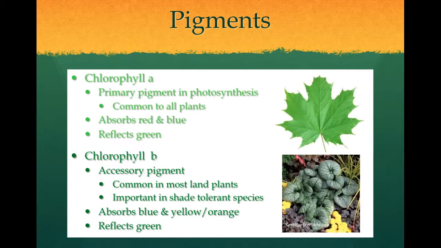Plants grown in full sun tend to have leaves that are a brighter green, while plants grown in shade tend to have a more olive color. This difference in appearance is due to chlorophyll B content. Leaves grown in the shade have more chlorophyll B and thus appear darker.